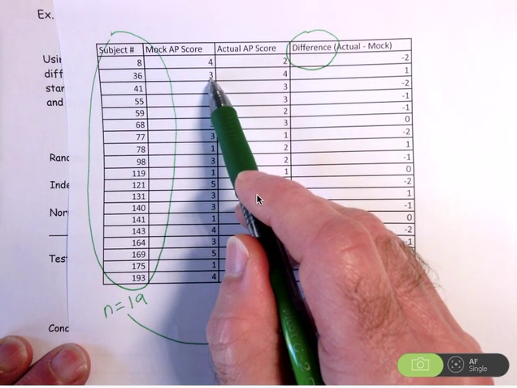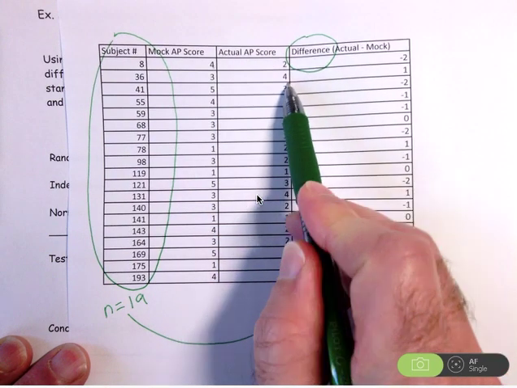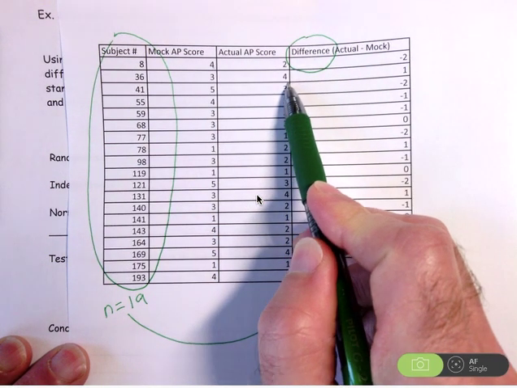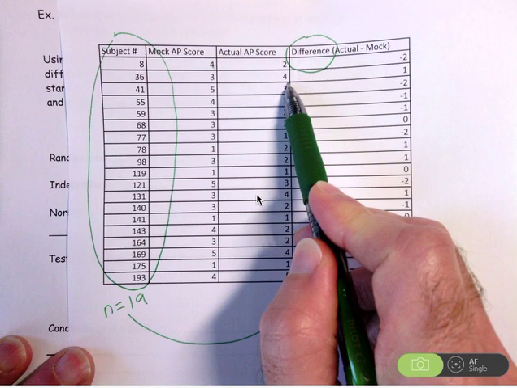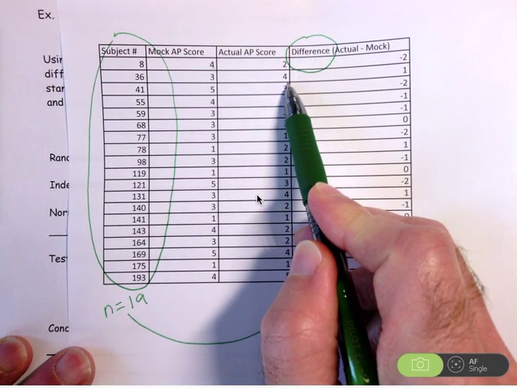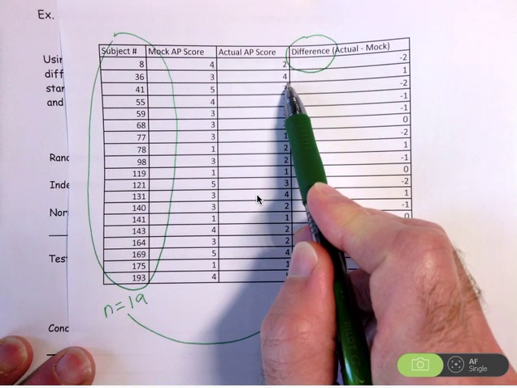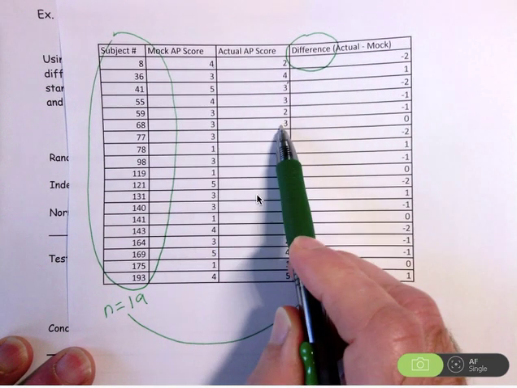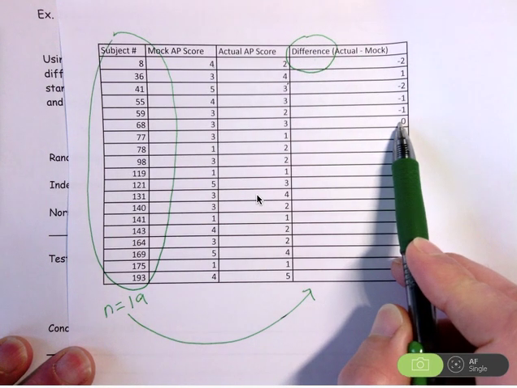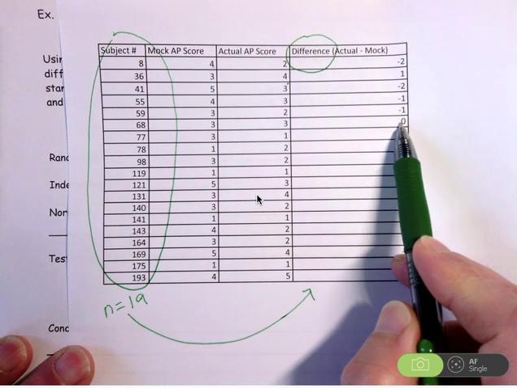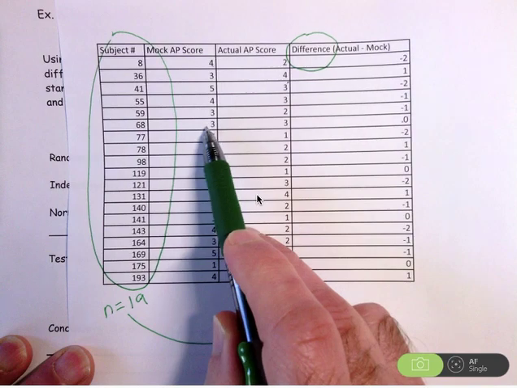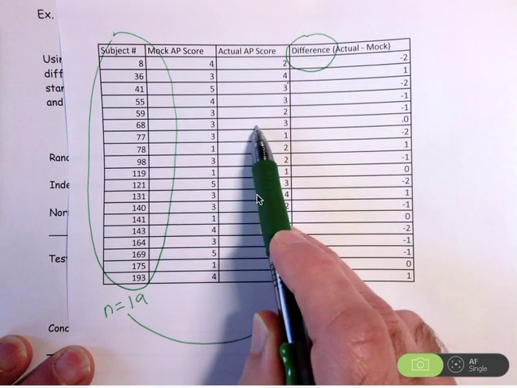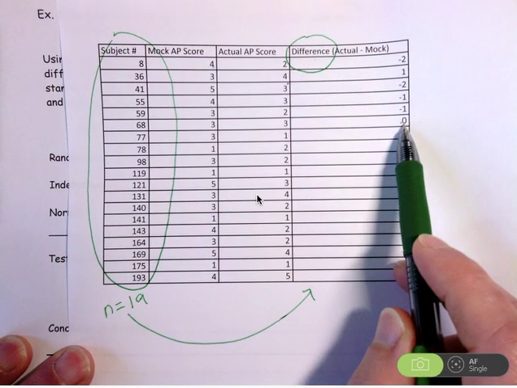Here, this student got a 3 on the mock exam, but they ended up getting a score of 4 on the real exam. So what we are hoping is that the mock exam gives you a genuine representation of what you might get on the real exam. So here's subject number 68. They scored a 3 on both the mock and the real exam. So what we're really interested in here are the differences. If the scores are essentially the same on the two, the difference should be 0.